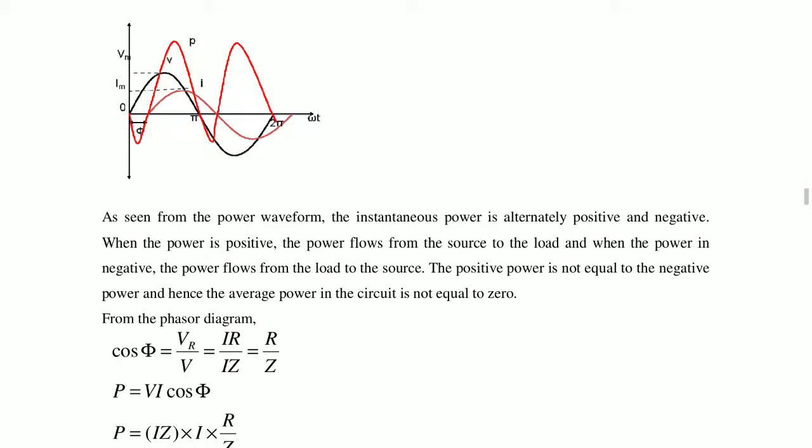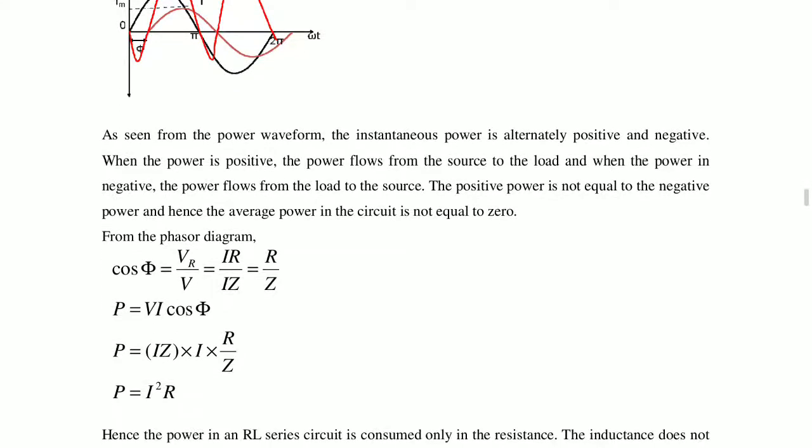From the phasor diagram we can write cos phi. Cos phi is nothing but the power factor. Power factor is nothing but the cosine of the angle between the voltage and current. Cos phi is VR by V, that is equal to IR by IZ. So I and I cancel, that is nothing but R by Z.